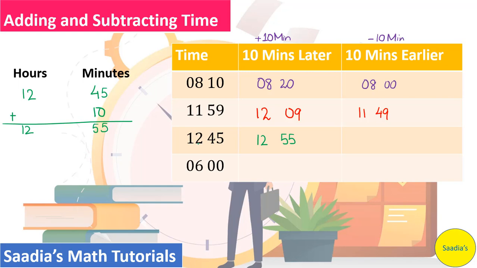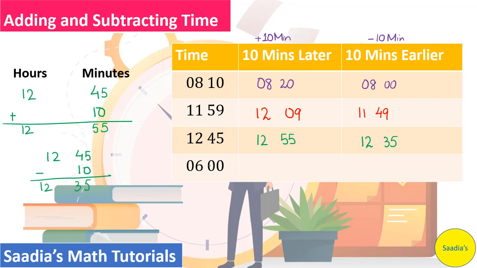Now can you do mentally what would be the time 10 minutes earlier to 12:45? I hope you have done it mentally up till now. From 12 hours and 45 minutes, when we subtract 10 minutes, what do we get? 5 minus 0 is 5. 4 minus 1 is 3 and 12. So it is 12 hours and 35 minutes, and I'm sure you have got it correctly when you did it mentally.